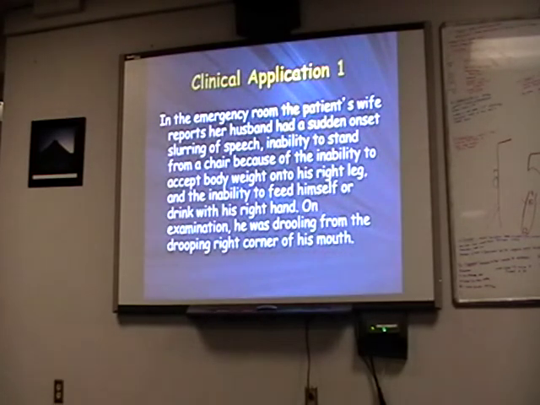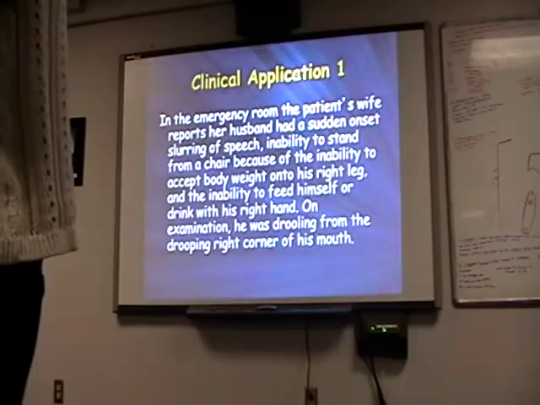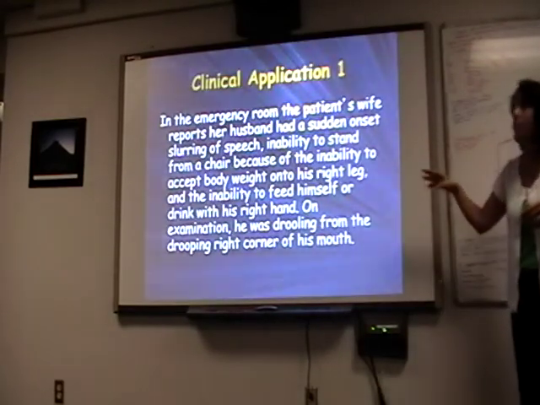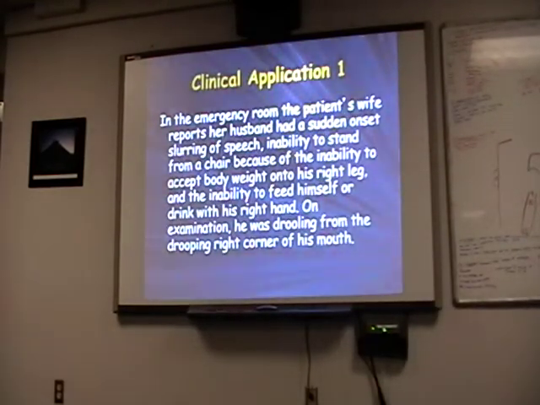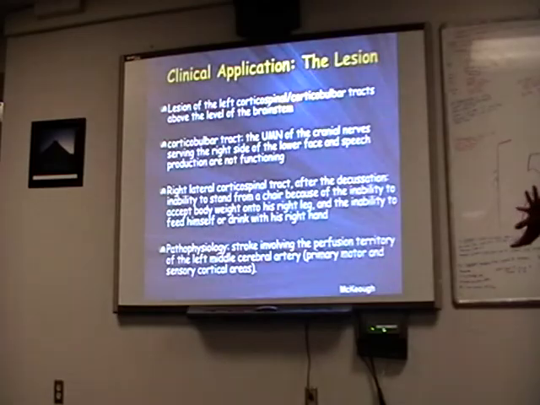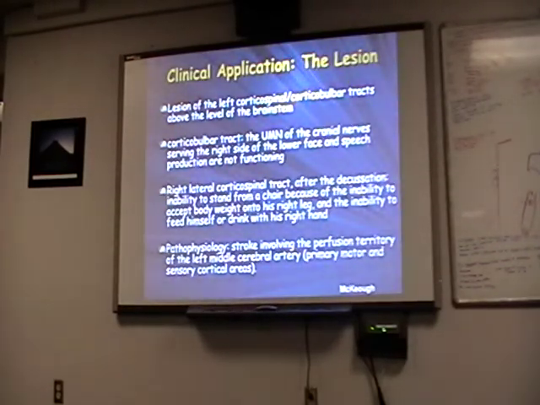Why is this not Bell's palsy? It's not just the face. We've got an issue going on with the arm and with the leg. So you don't want to send this guy home with Bell's palsy. All right, so we've got right leg, we've got right arm, and we've got corticobulbar for the 7th cranial nerve, and we've got corticospinal. So left corticospinal and corticobulbar tracts, you got that above the lesion at the level of the brainstem.